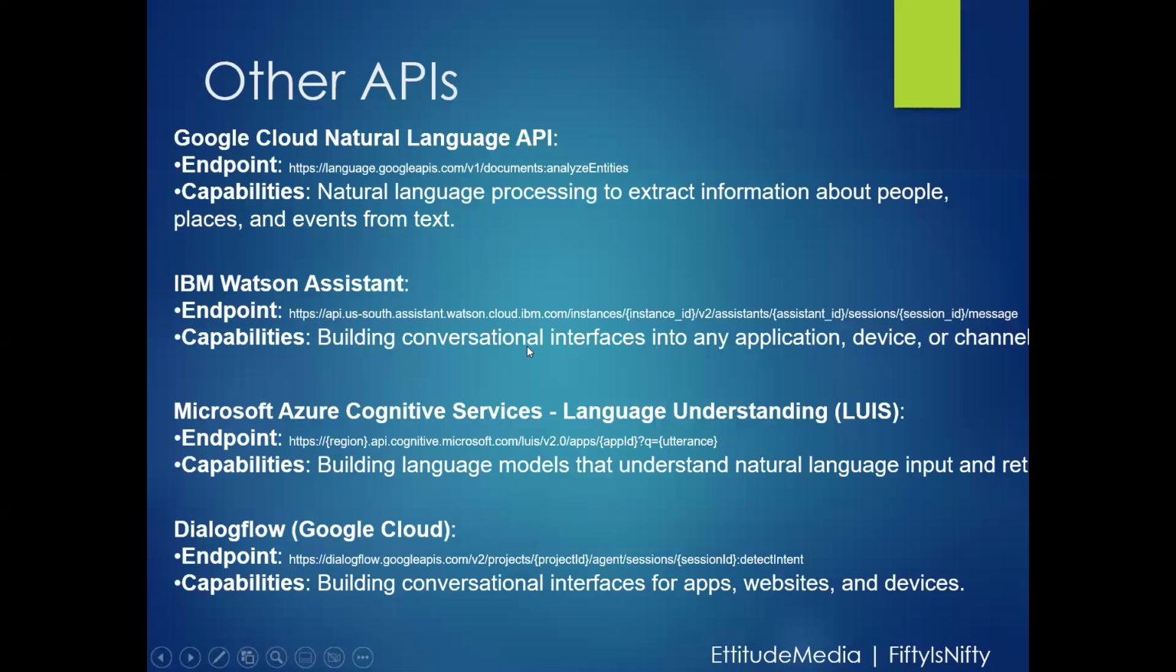IBM has one for building conversational interfaces. Most people or projects are using OpenAI, but there are others available. Microsoft Azure has one for building language models for NLP. Google, of course, has one for building conversational interfaces. You can use any of these, but of course you'll have to create the API keys for whichever one you're using, and then make the call.